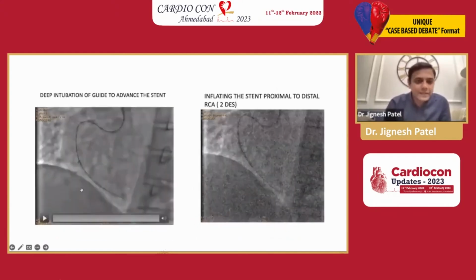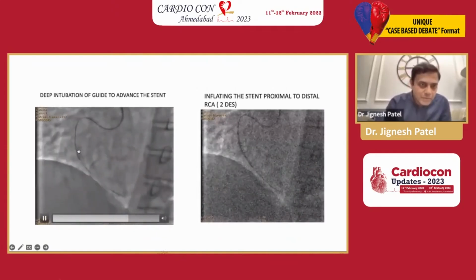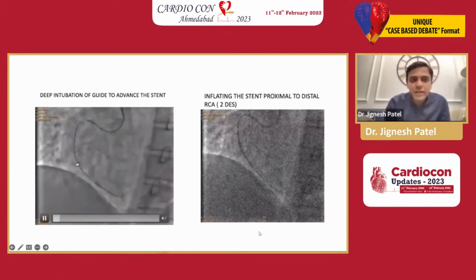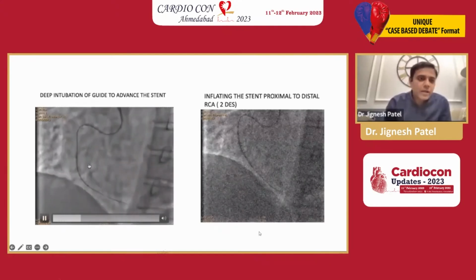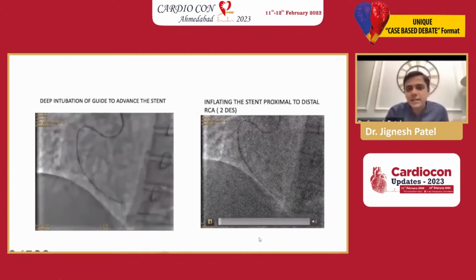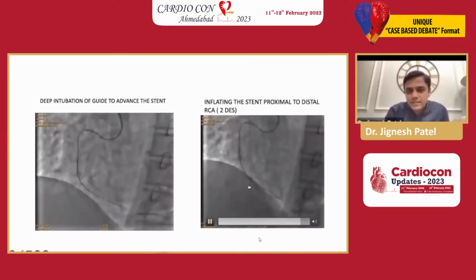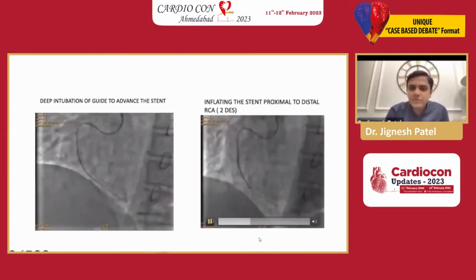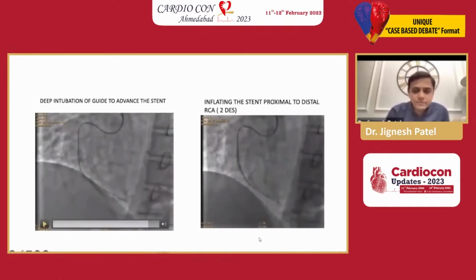After that, I took a stent. Here you can see that there are two markers, right? First, from the mid to distal RCA, the stent was 2.5 millimeter by 40 millimeter. That was a Racer CC stent, 2.5 by 40 millimeter. I inflated the stent from the mid to distal RCA. This is the stent in the mid to distal RCA. It is well inflated.